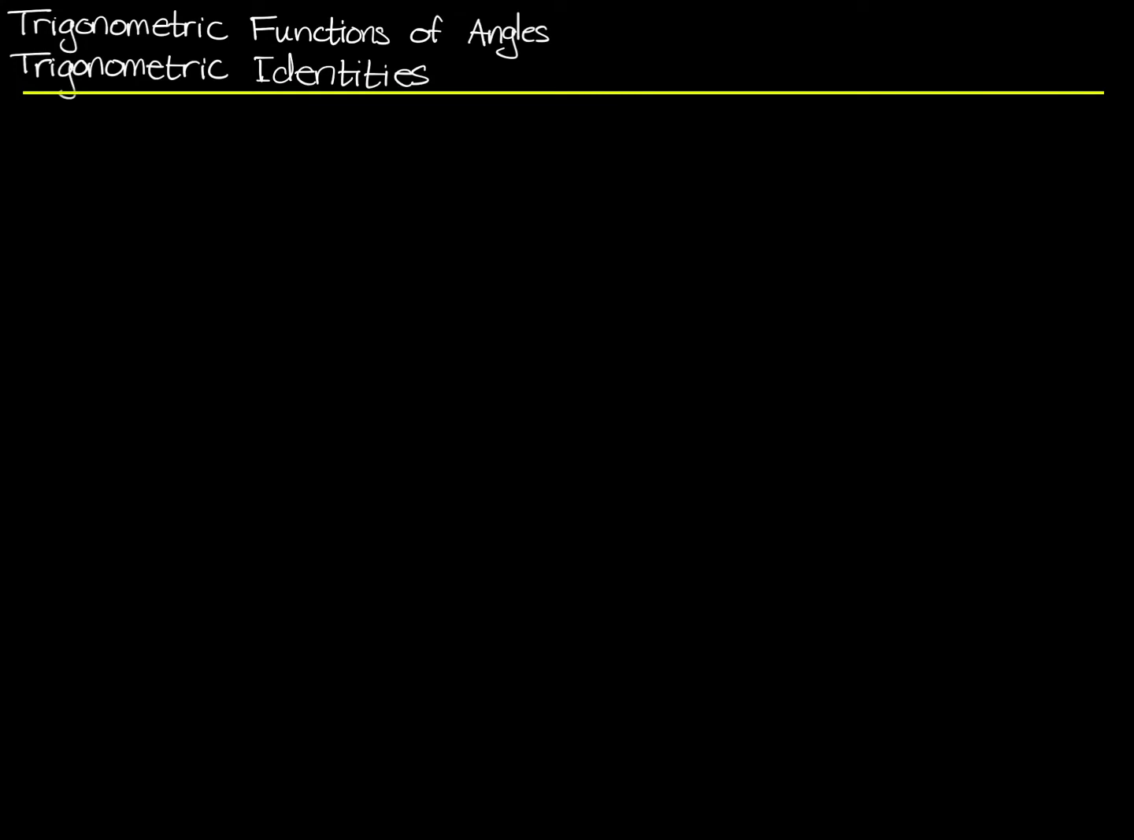So let's talk about what an identity is first. Here's one. It's just a statement that one side of an equation and the other side of an equation are equal, that they have the same value. So while this is a very, very simple example, it's an identity.